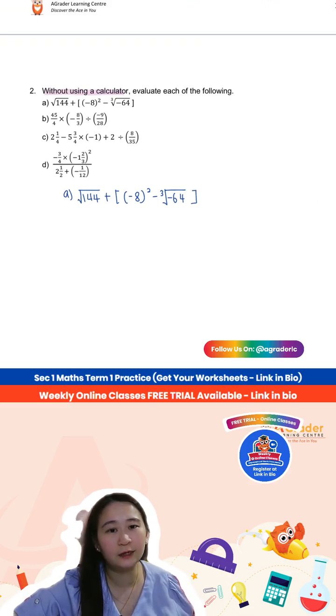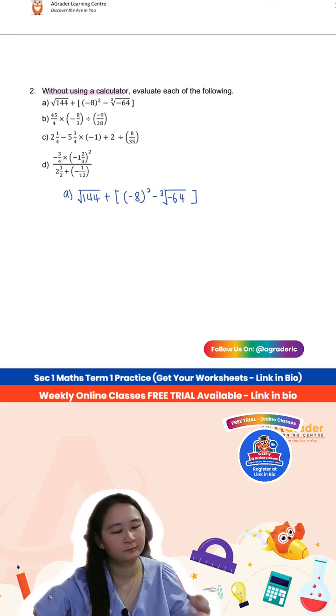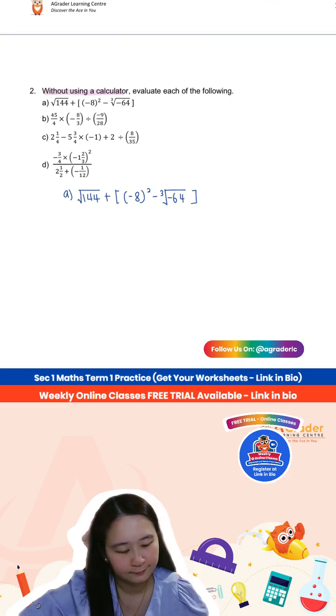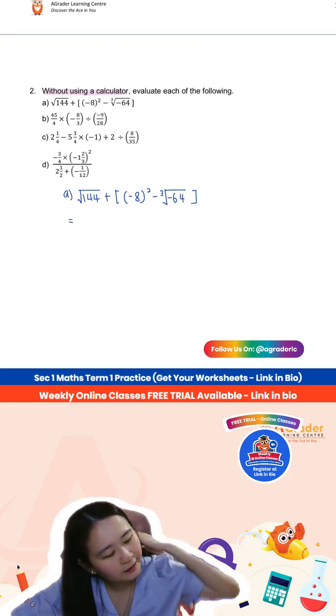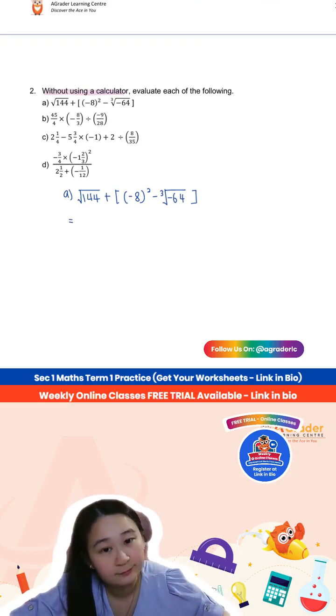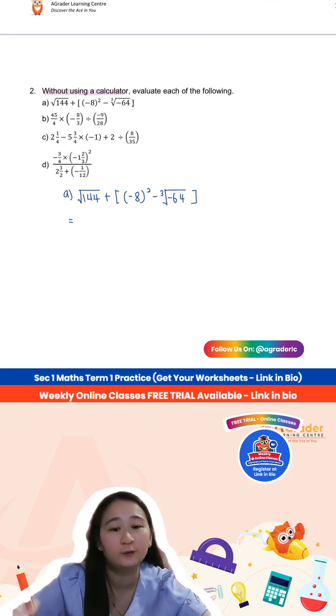So take note, you can cube root negative numbers, but you cannot square root negative numbers. Okay, square root of 144, what do you have? You can key in a calculator. You plug in the figures into the calculator. Square root of 144, we get 12.